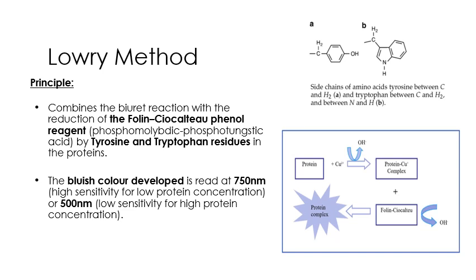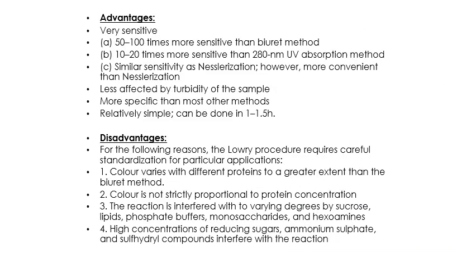So upon this interaction, it will lead to the formation of a bluish colored product that you can read at 750 nanometers for high sensitivity, for low protein concentration, or you can measure at 500 nanometers for low sensitivity, for high protein concentration. The good thing about Lowry is that it's highly sensitive. It is at least 50 to 100 times more sensitive than biuret and 10 to 20 times more sensitive than the 280 nanometer UV absorption method.